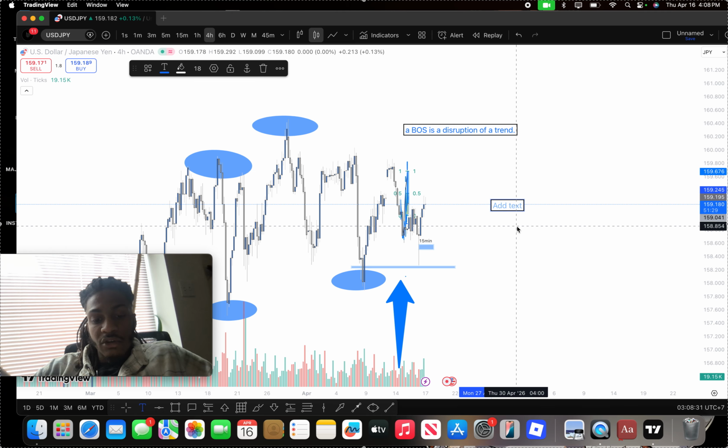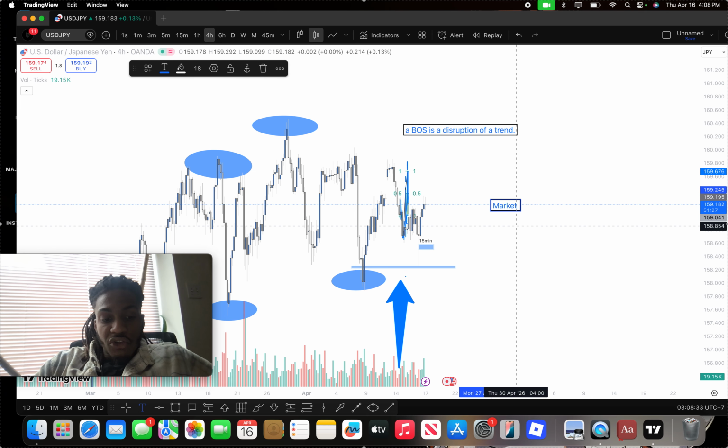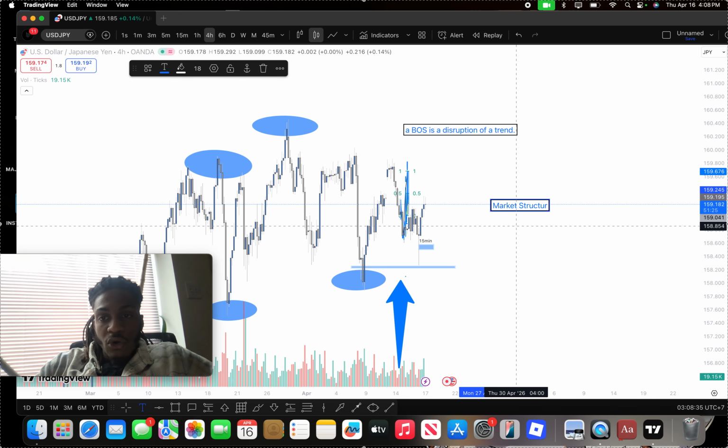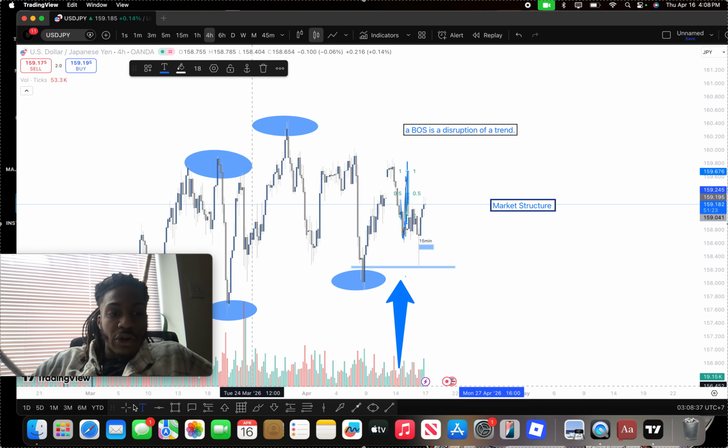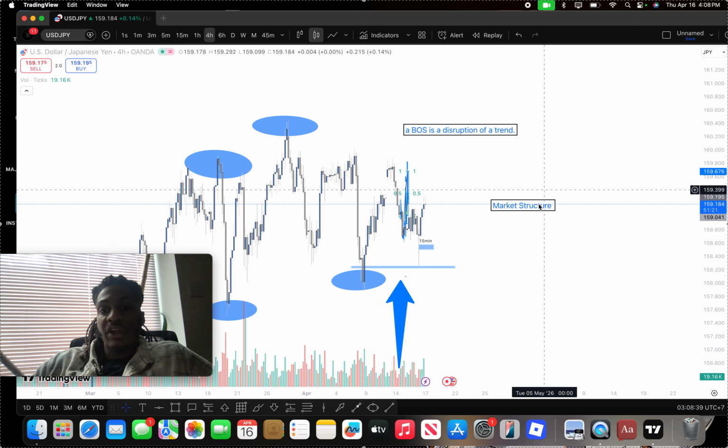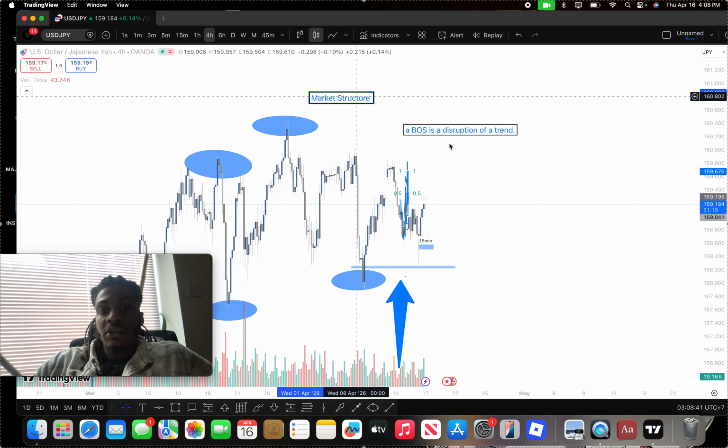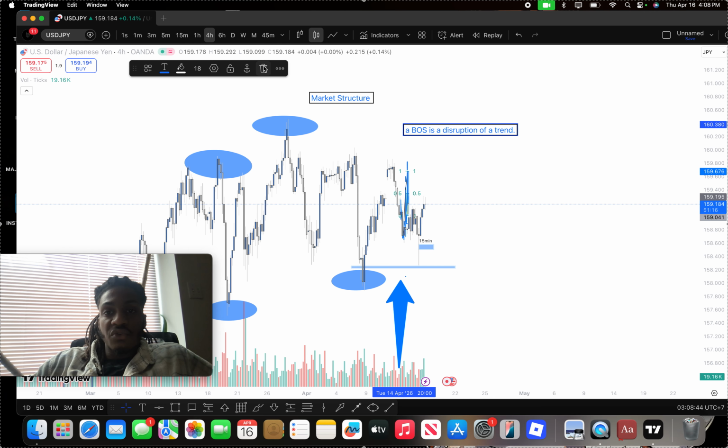We're gonna write this down and do this fully. Market structure, and I'm not going to go over that because I have another video on that. So market structure is the first step, which is the blue circles that I have. That's your structure, that's your trend, and the trend is bullish in this case, right?